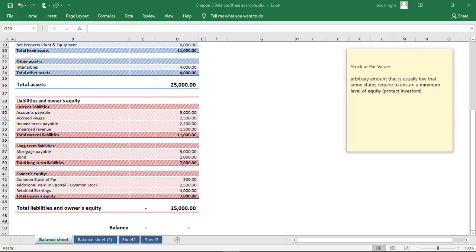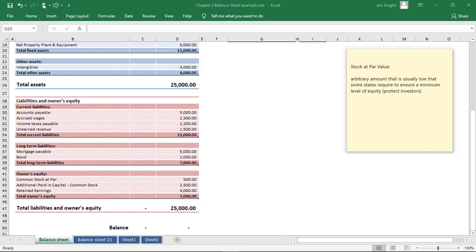So you'll notice that there's some common stock at par value. Par value is an arbitrary amount that depends on the state. Some states require that you have it to ensure a minimum level of equity, basically to protect investors. However, par value is not really as necessary as it used to be because of changes to the system and other protections that they have in place. So not every state requires it, but some states still do.